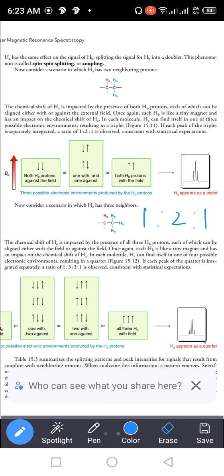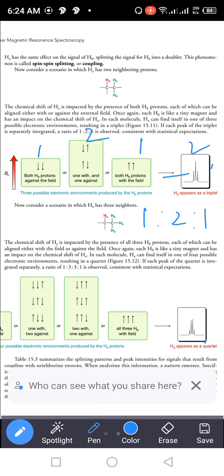Now what does 1 2 1 indicate? It indicates a ratio or pattern or height of the peak. 1 2 1 is the height of the peak. This peak is represented by 1, the central peak is represented by 2, and this peak is represented by 1. And look at the with and against proton direction to the external magnetic field. This is called the ratio of 1, this is called the ratio of 2, and this is called the ratio of 1, the 1 2 1 pattern.